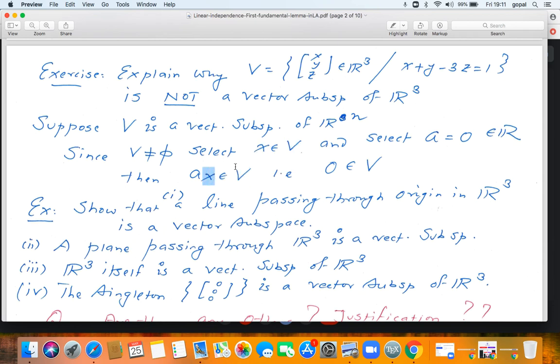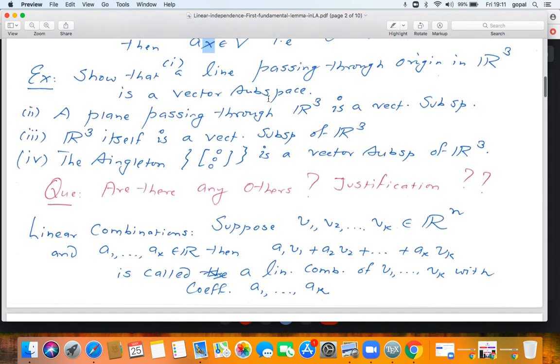Okay. So I pick an element from V, and I take a scalar A, which is 0, and the product is going to be 0. Is the 0 vector in V? No. 0 plus 0 minus 3 times 0 is not equal to 1. So this is not closed under multiplication by scalars. So this is not a vector subspace.